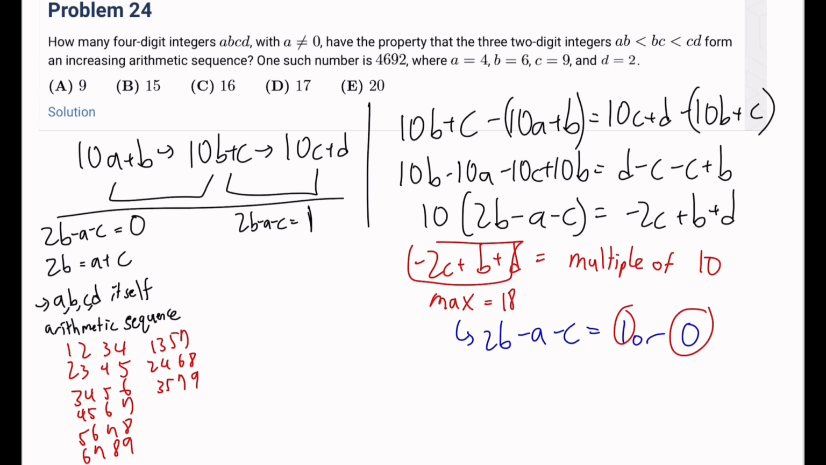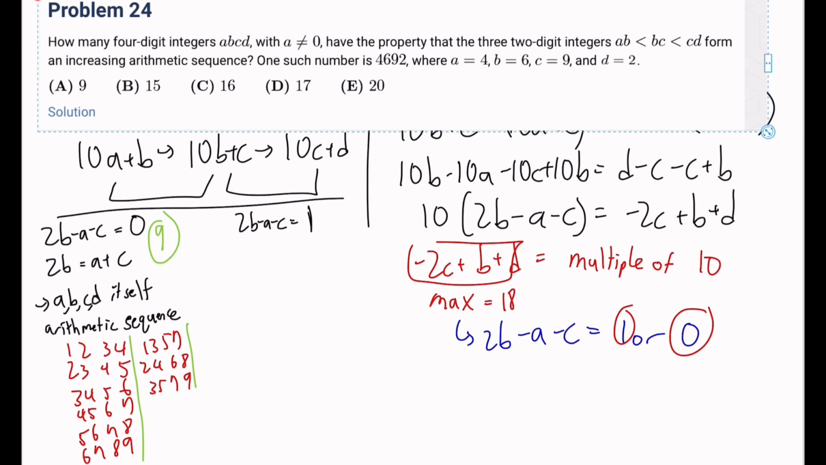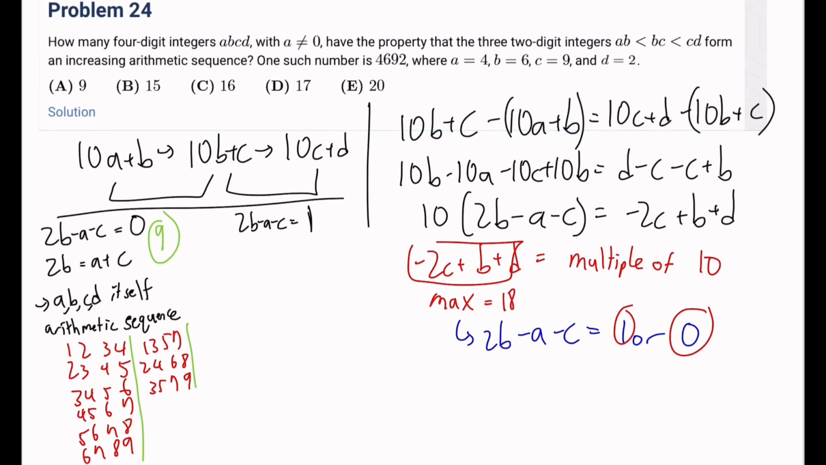And so how many values are those? We have 1, 2, 3, 4, 5, 6, and 7, 8, 9. So we have 9 here. And as for 2b minus a minus c equals 1 here, 2b equals a plus c plus 1, right? And so c can be 9 or 8 or 7.